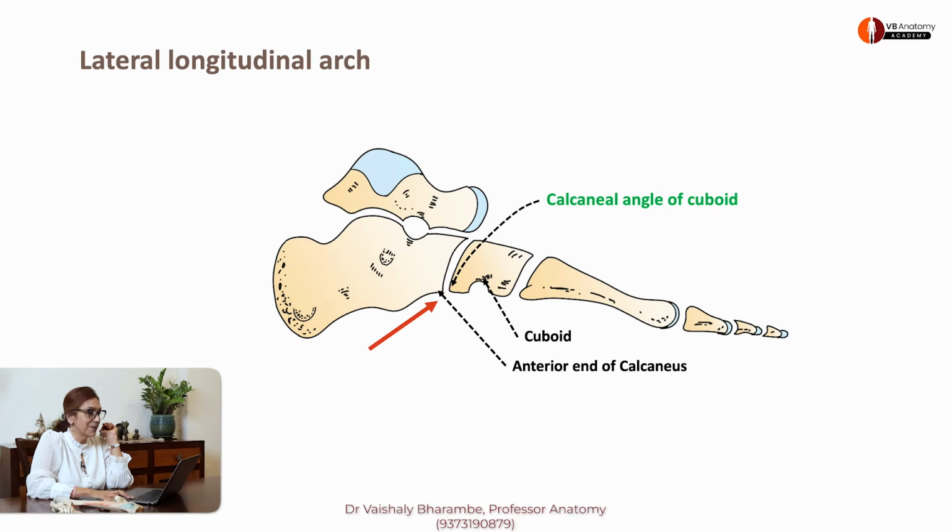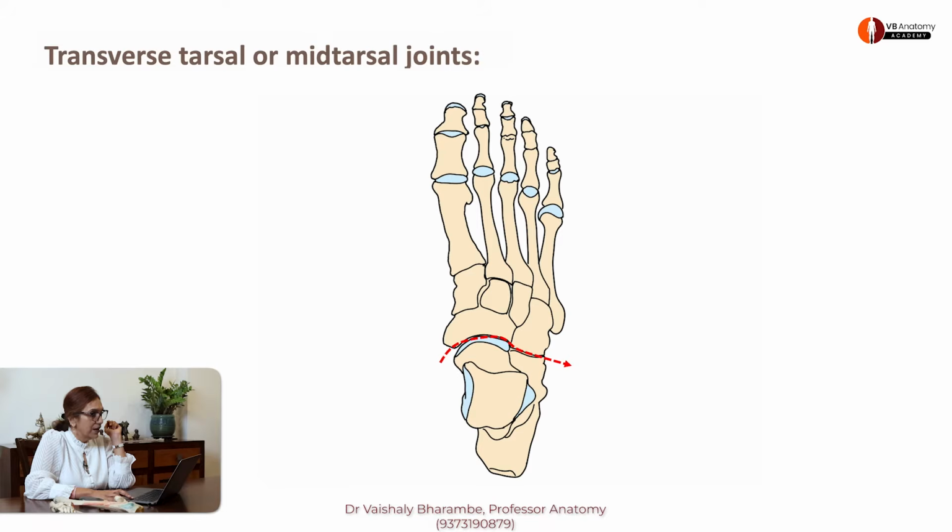That's the point. This projection is called the calcaneal angle of cuboid. The calcaneus actually rests on it, helping to form the lateral arch of the foot. So, you can see that we saw a talocalcaneonavicular joint and now we are seeing a calcaneocuboid joint.